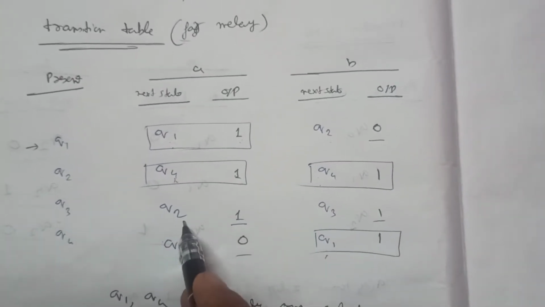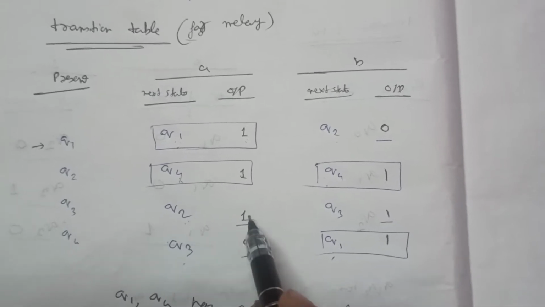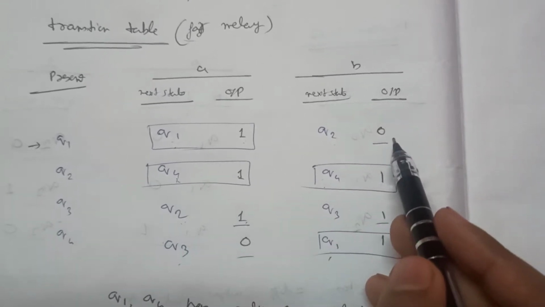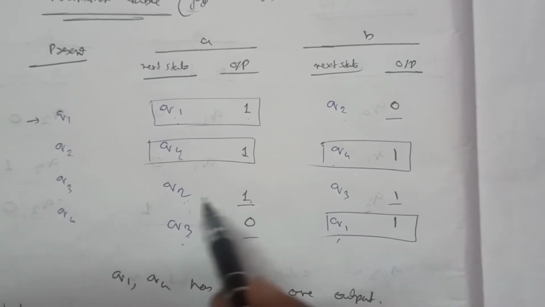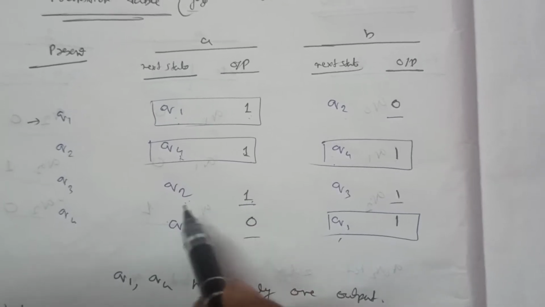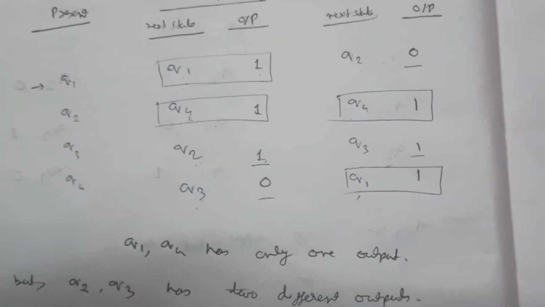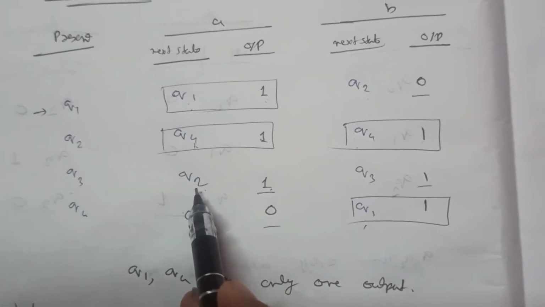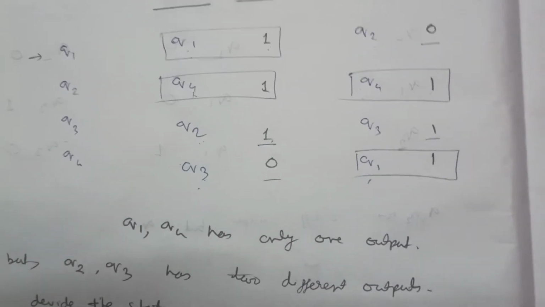But for q2 and q3, see, there are two different outputs. For q2 there is one output 1 and one output 0. Again for q3 there is one output 0 and one output 1. So I cannot just copy those because there are two outputs for the same state. So I have to split the states. I will split q2 as q2 0 and q2 1 for the outputs, and q3 as q3 0 and q3 1 for the outputs.